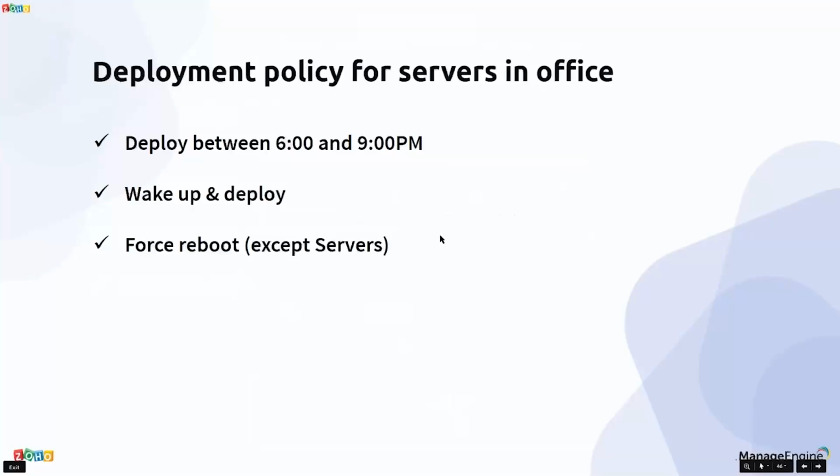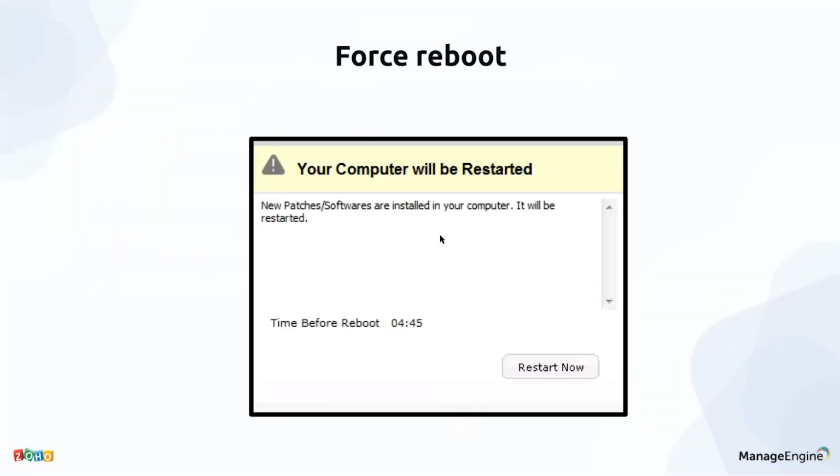And also the policies for servers. As we discussed earlier, you can also set up a time frame when the deployment should go through. You can wake up and deploy the patches if the machine is on the LAN. And here is a screenshot of the force reboot pop-up. This appears on the screen. We will be providing a default timeout of 5 minutes before the force reboot so that the user can save all the work that is open. In case you want to extend the timeout, this is also possible through the deployment policy.